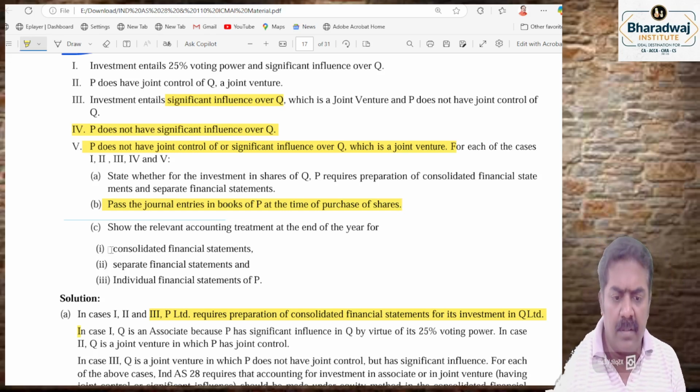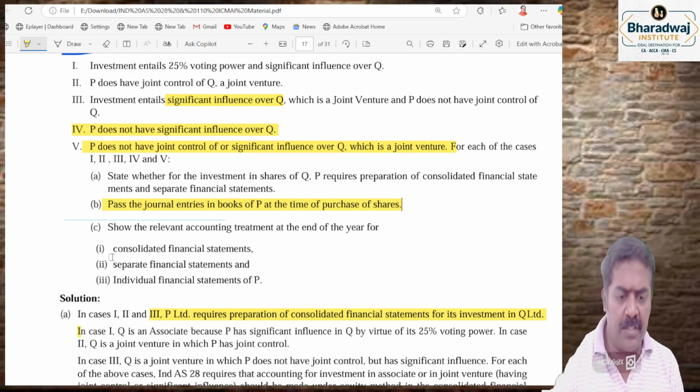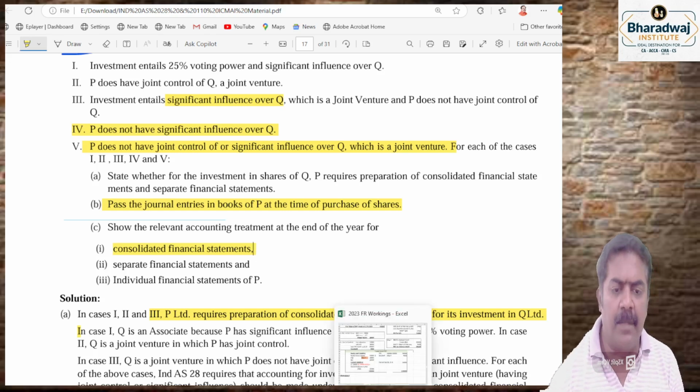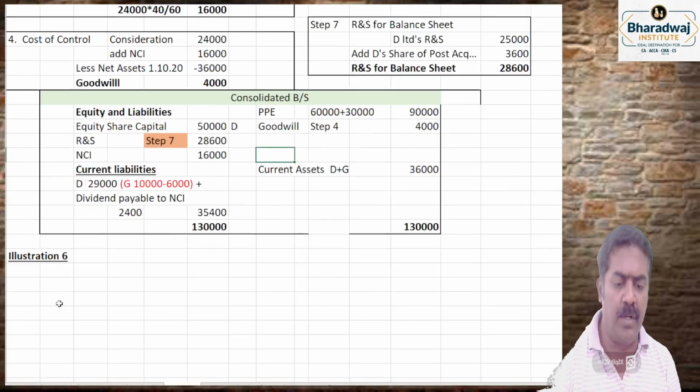Next. Point number C. Consolidated financial statement. Consolidated financial statement is applicable for which cases? Cases 1, 2 and 3. For cases 1, 2 and 3.